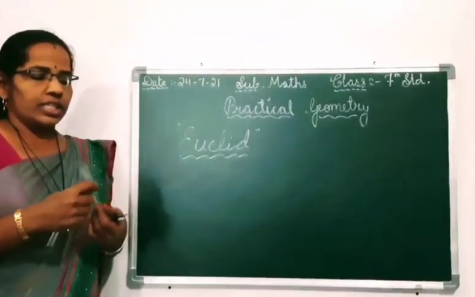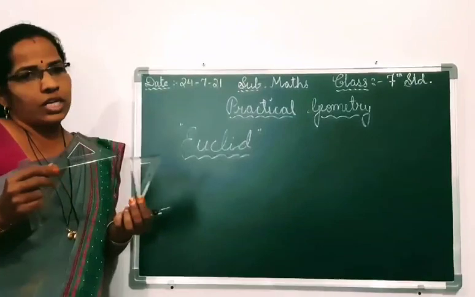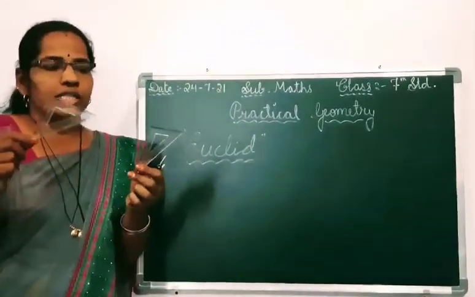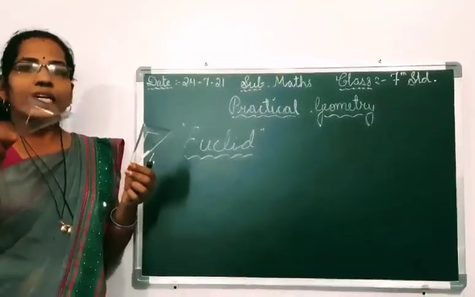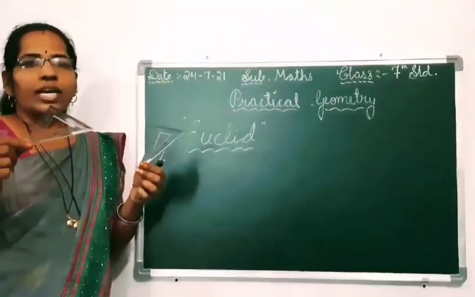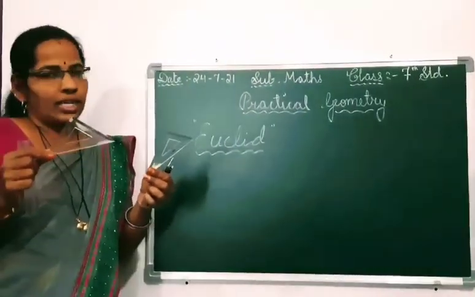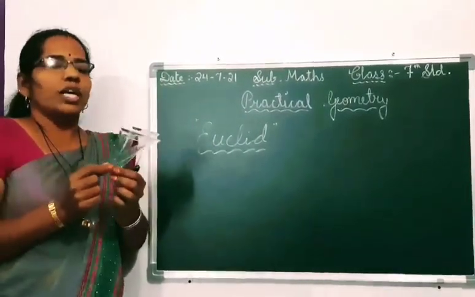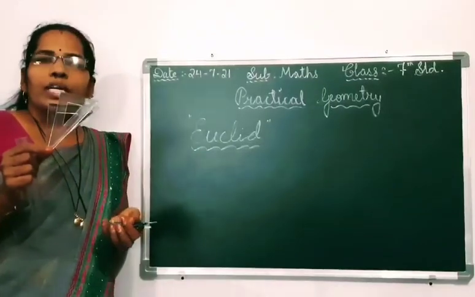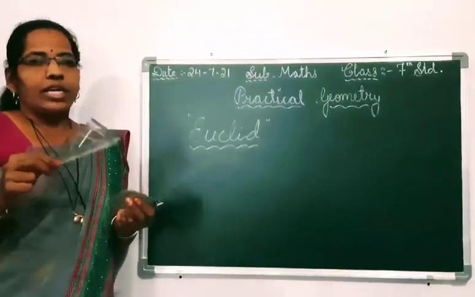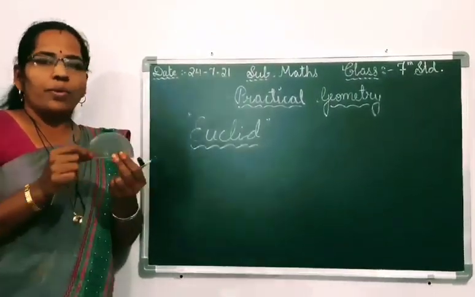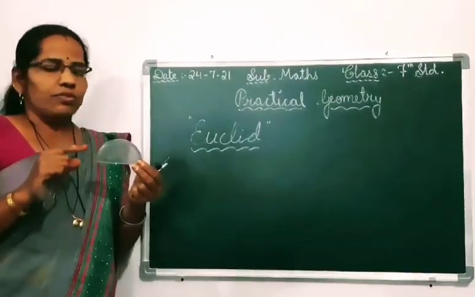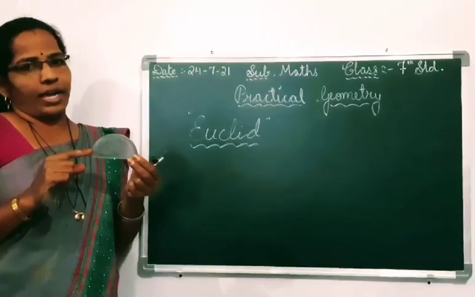Next, these two are the set squares. We use these two for constructing acute angles as well as right angles. We also use these two instruments for constructing the perpendicular bisector line. The next instrument is a protractor. We use this protractor for constructing angles.